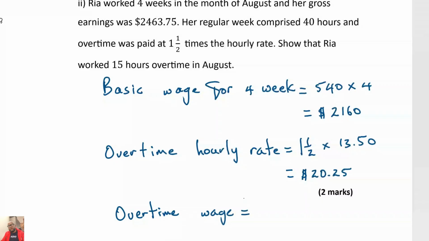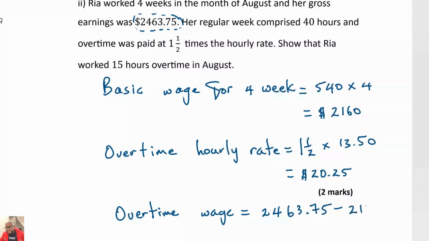What was my gross earnings for the week? What was my basic earnings for the week? It's of 4 weeks, right? So how would I find the overtime wage? What would I have to do? Subtract. Yes, that we talk about, minus. Very good, guys.